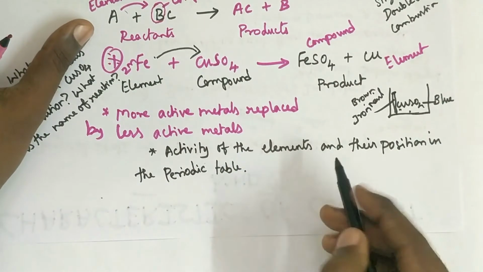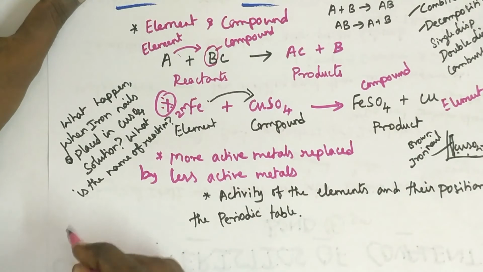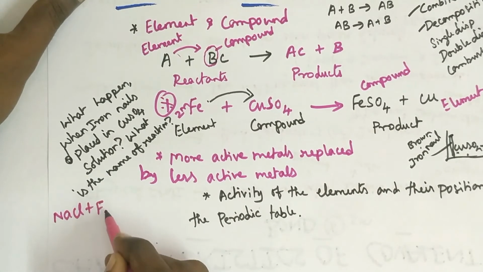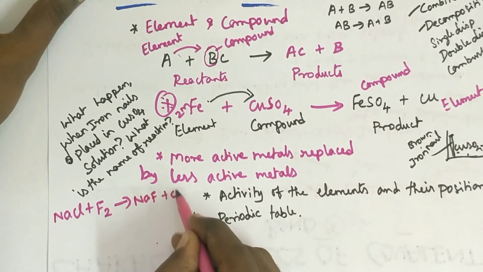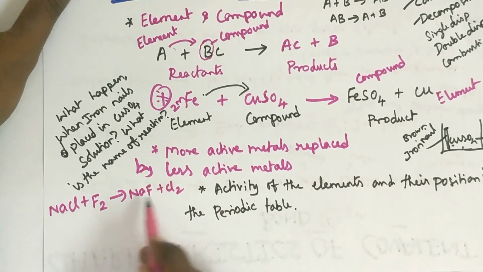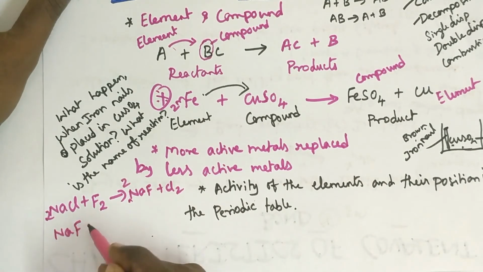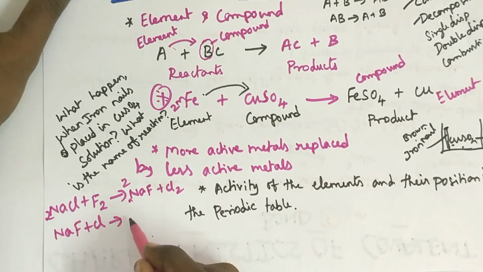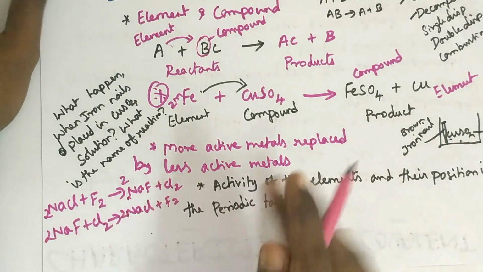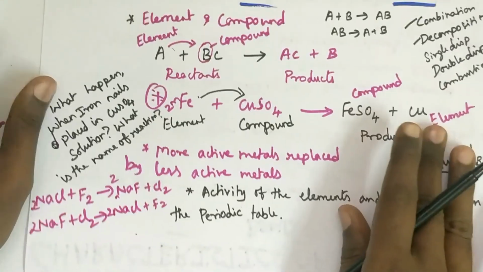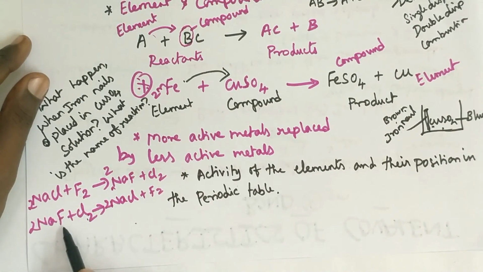Another example they gave in the textbook is NaCl. NaCl reacts with fluorine. In this case, chlorine is replaced by fluorine. So NaF plus Cl2. Balance this equation: on the right hand side there are 2 chlorine, so put 2 here also. Same way, suppose NaF plus Cl2 gives, fluorine is replaced by chlorine. So NaCl plus F2. This we also have to balance. In these two reactions, in the first chlorine is replaced by fluorine, and here fluorine is replaced by chlorine.